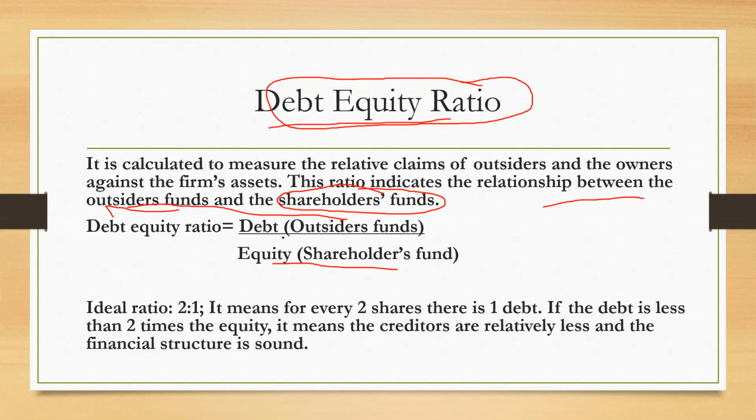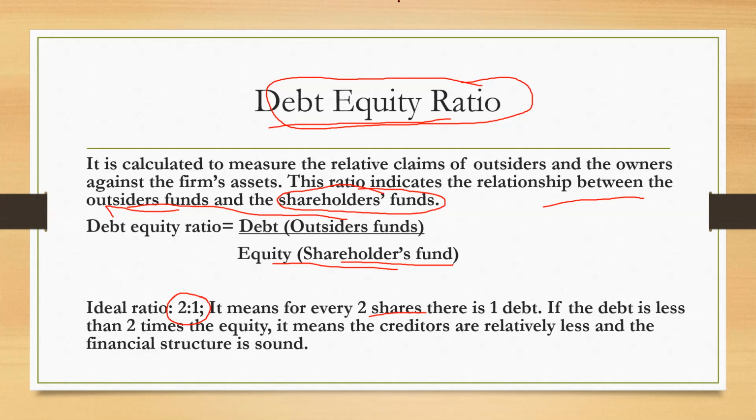Debts means long term debts, and equity means shareholders' fund. Equity consists of equity share capital, preference share, reserves. Whatever belongs to the owner, that is equity and reserves, both will be considered here. Ideally the ratio should be 2 is to 1. That means for every 2 of equity there should be 1 of debt. That means the firm should have more equity to pay its debts. The debt should be less and equity should be more.